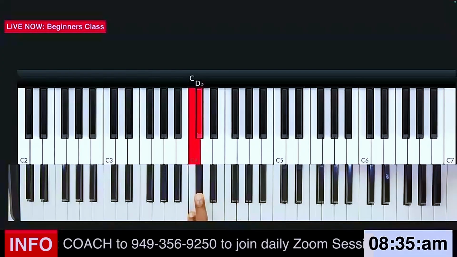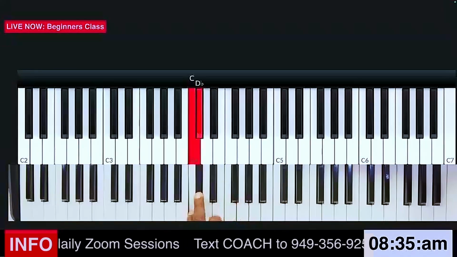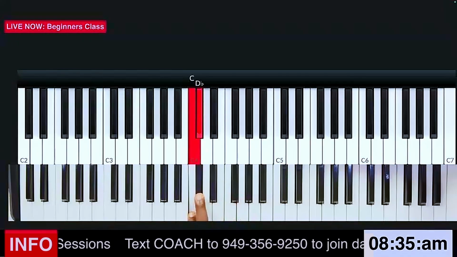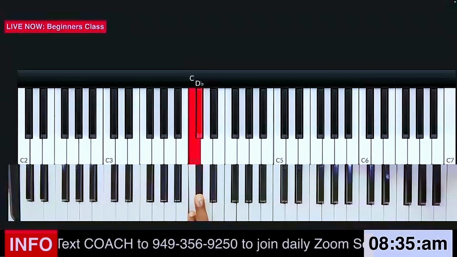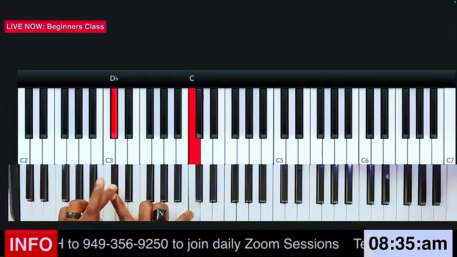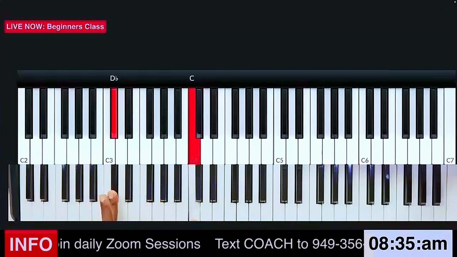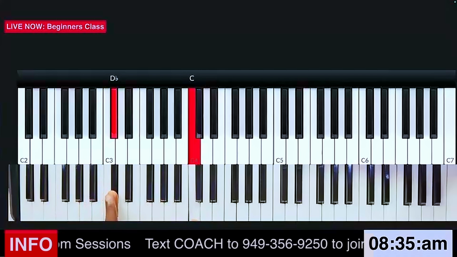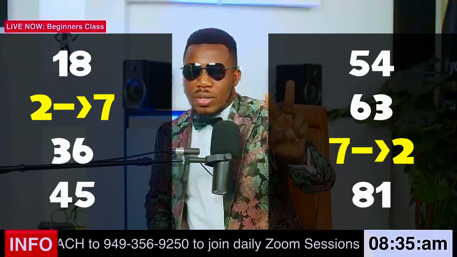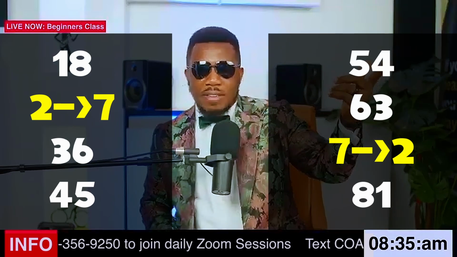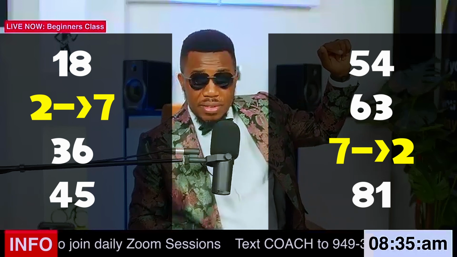What interval is this? C and D flat. Now I need a generic interval, you don't have to tell me the specific one. So C to D flat is what? A second. If we change direction, how many of us can see that C is the seventh tone of the D flat major scale? It becomes a seventh. So is a second also the inverse of a seventh? Yes. Beautiful.